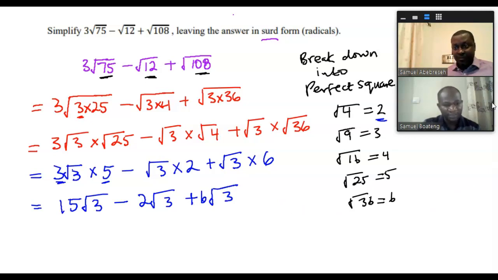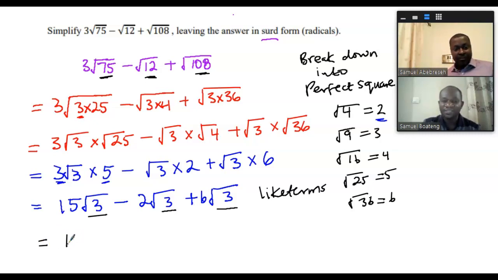So let's look at the expression. We have root 3, root 3. So we can comfortably subtract or add. That is like terms. So all that you need to do, you add or you subtract the numbers in front of the common surd. So the common surd is root 3.